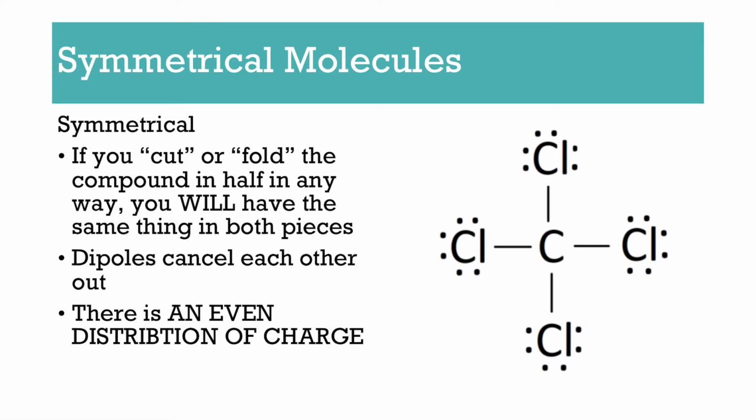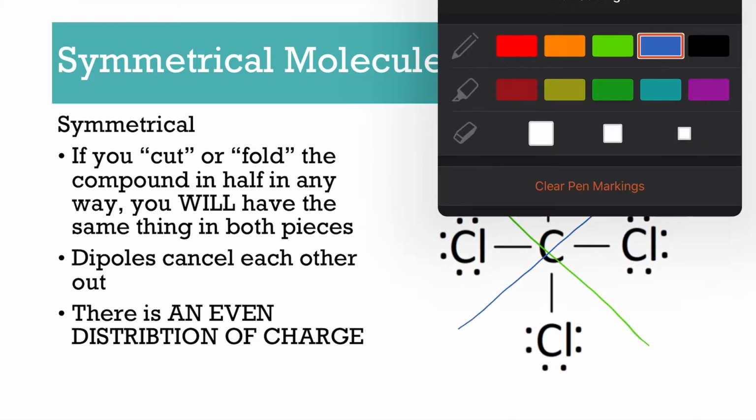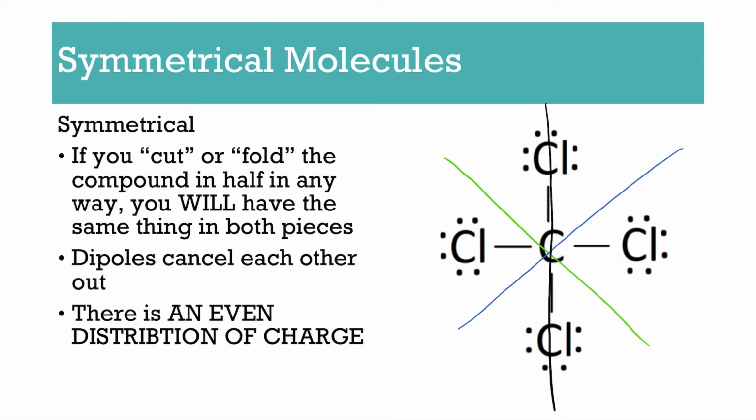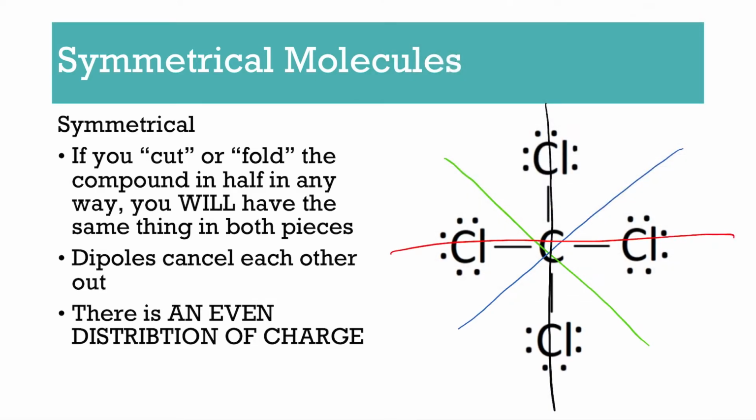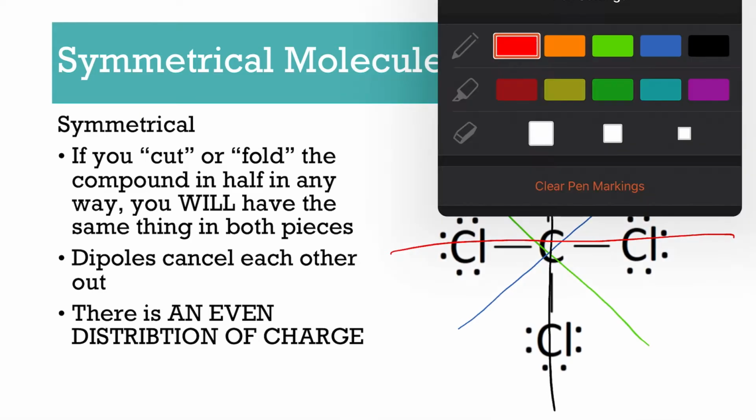So if we look at symmetrical molecules, for example, if we were to cut this compound in half, no matter which way we cut it, we will always have the same piece. So if we cut it like this, both sides are the same. If we cut it like this, both sides are the same. If we cut it like that, both sides are the same. So that's one way to look at it.